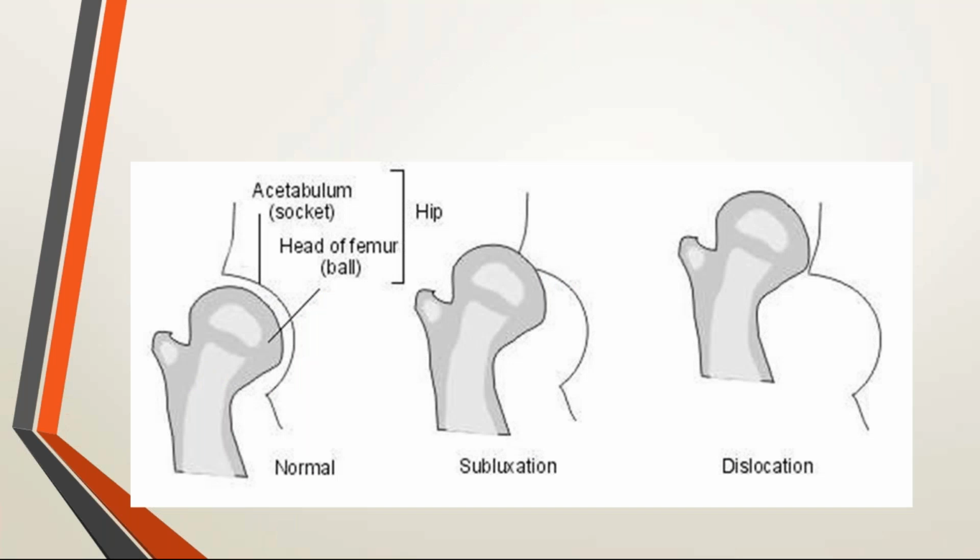This picture shows the different types of DDH. The first picture is the normal, the second is subluxated. You can notice that part of the femoral head is in the acetabulum and part of it is out of the acetabulum. This is called subluxation. The third form is dislocation. Dislocation is where the head is completely out of the acetabulum.